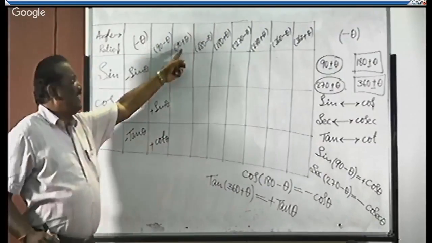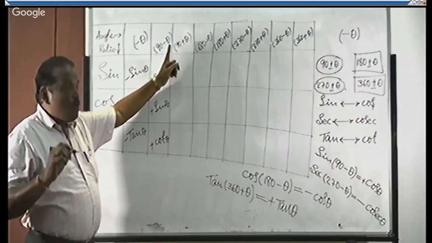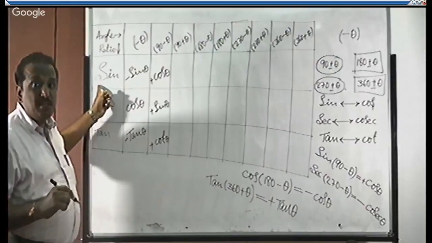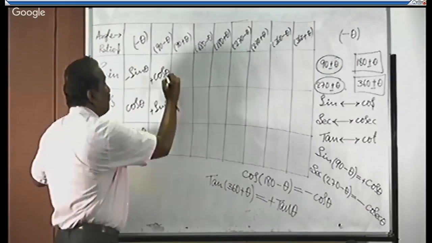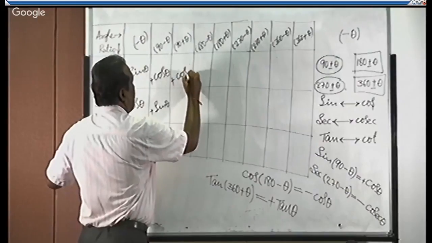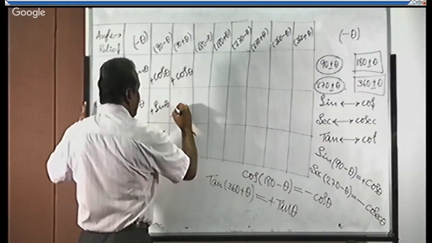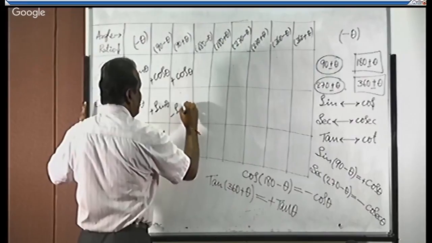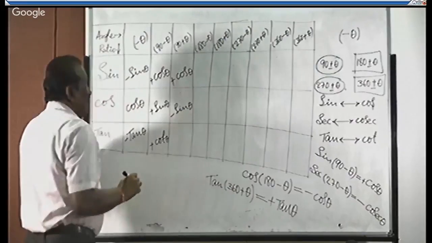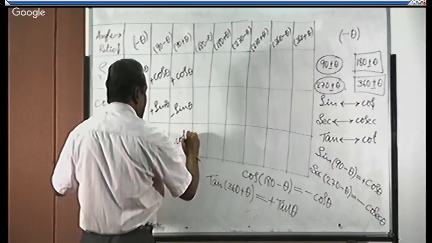Then again, 90 plus theta is coming under the second quadrant. Only sine and its reciprocal cosecant are positive. Therefore, sine of 90 plus theta is equal to plus cos theta. Cos of 90 plus theta is minus sine theta. And tan of 90 plus theta is minus cot theta.